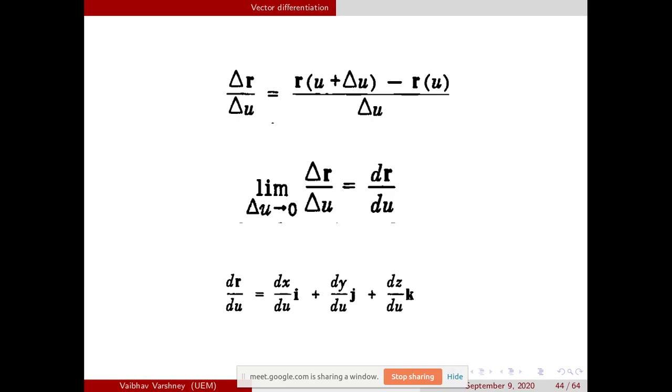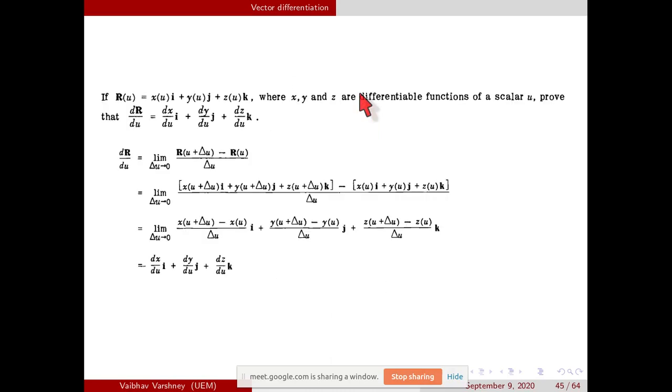Yes, sir. So that's why we have written it, because r basically is x of u i cap plus y of u j cap plus z of u k cap. This is what we used to take r in all the questions. So we can write it separately. So this is the ordinary derivative. In this, if we are changing u, then all the three variables are changing.